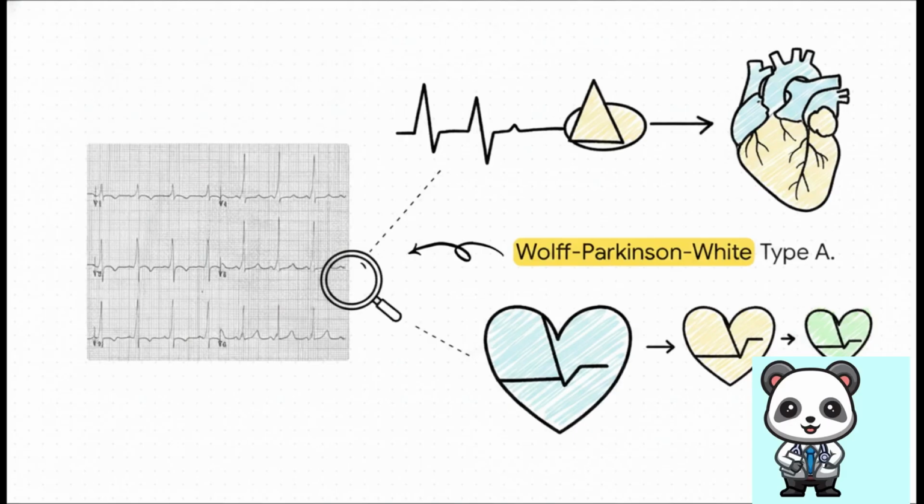WPW is basically a rogue accessory pathway that completely bypasses the AV node, causing early ventricular depolarization, or pre-excitation. That creates this incredibly distinct morphological pattern, often showing up as a big, prominent R wave in V1.